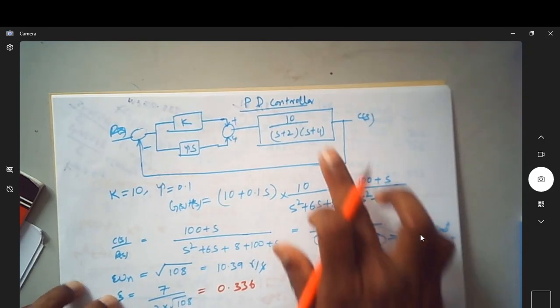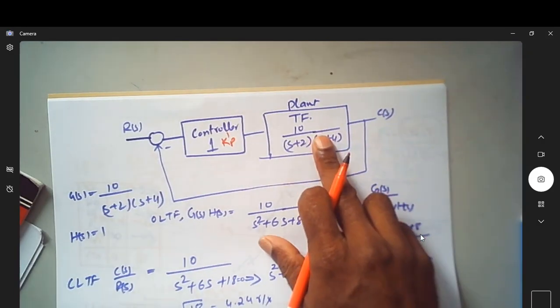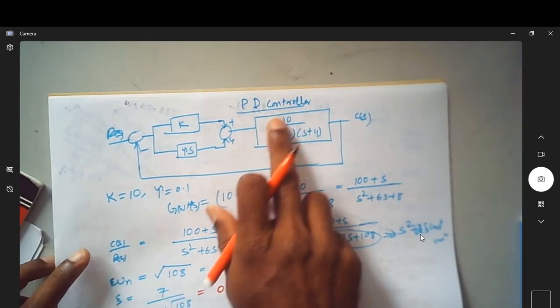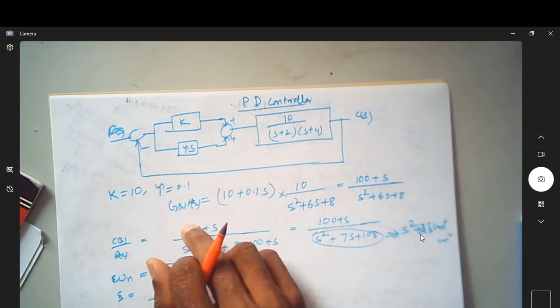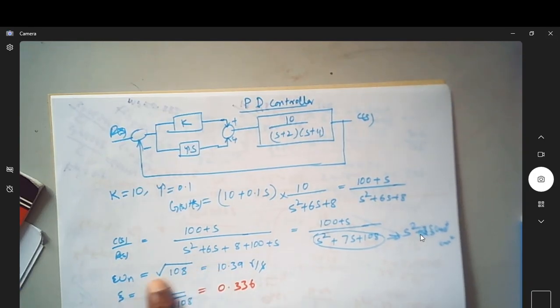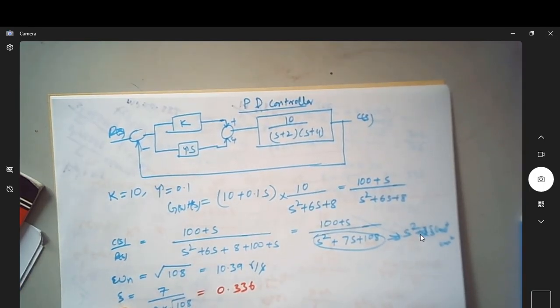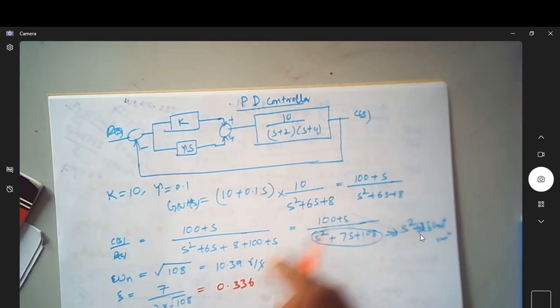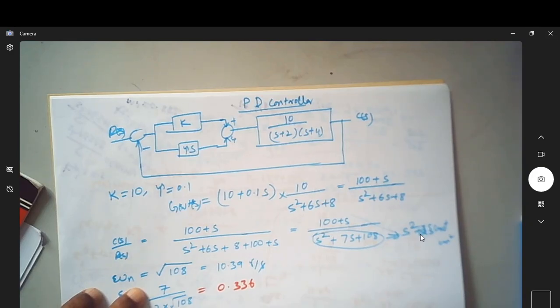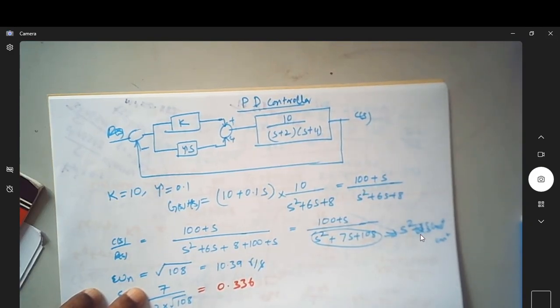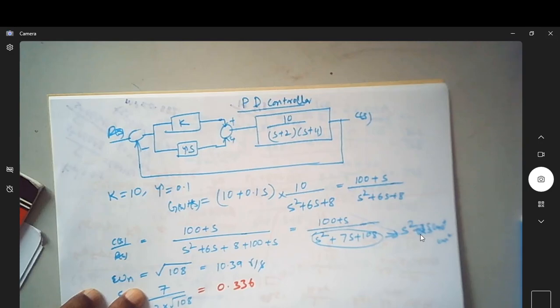For the same plant we had, now we are trying to have a PD controller with K as 100 and tau as 0.1, and that comes out to be this much. So what is G(s)? G(s) into H(s) can be written as (100 + s) divided by s² + 6s + 8.